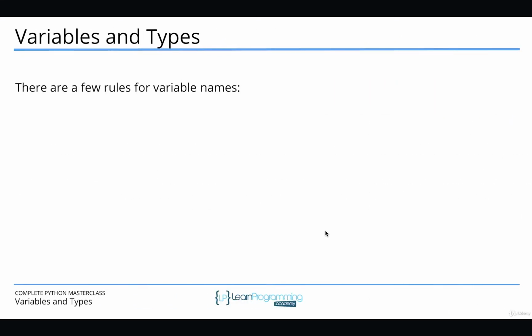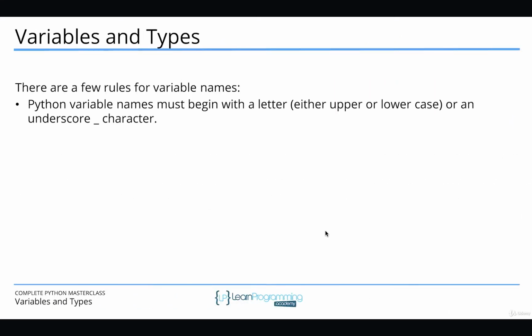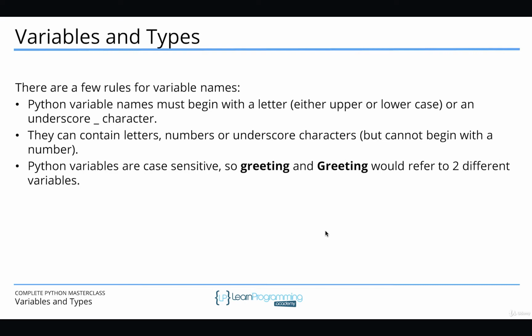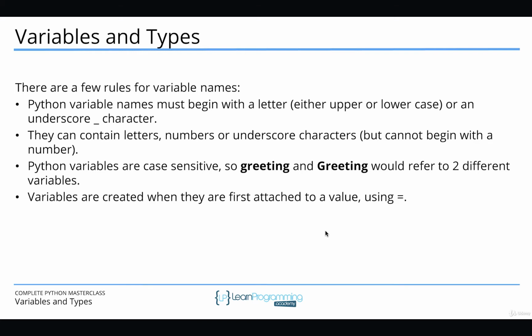So there's a few rules for variable names. Python variable names must begin with a letter, either upper or lowercase, or an underscore character. They can contain letters, numbers, or underscore characters, however they can't begin with a number. Python variables are case sensitive, so greeting with a lowercase g and greeting with an uppercase G would refer to two different variables. Variables are created when they're first attached to a value using the equal sign.